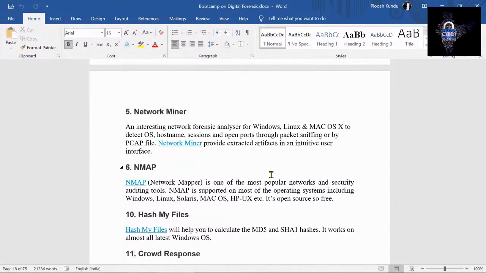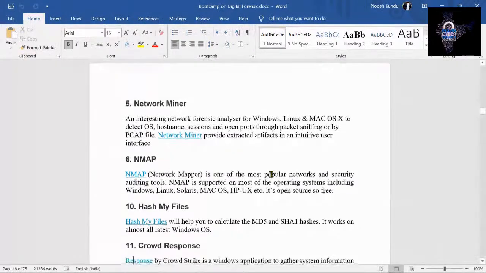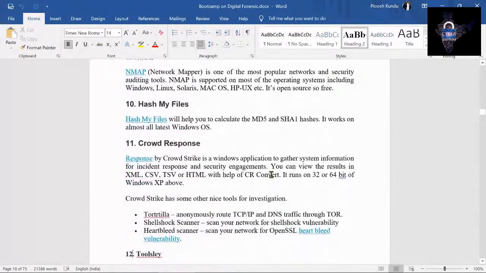Now Nmap, the network mapper. It is also one of the most popular network security auditing tools. Nmap is supported on most operating systems, including Windows, Linux, Solaris, Mac OS, and HP-UX, and it is an open source free tool. Now HashMyFiles, with which you can calculate MD5 and SHA-1 hashes. It also works on almost all the latest Windows operating systems.